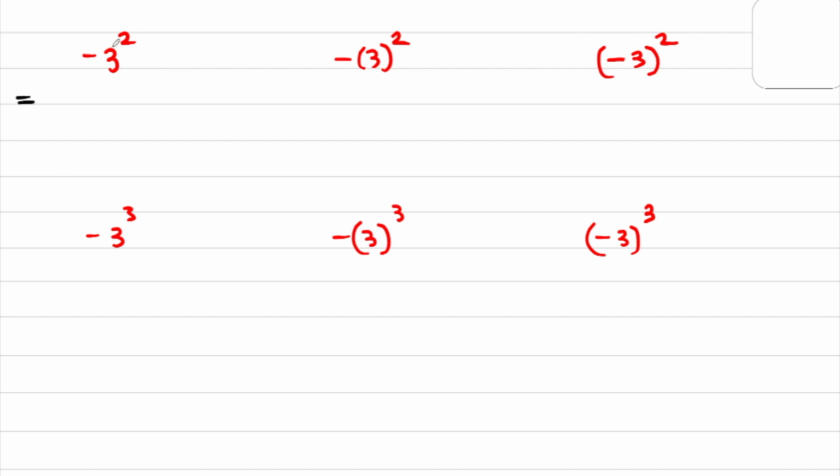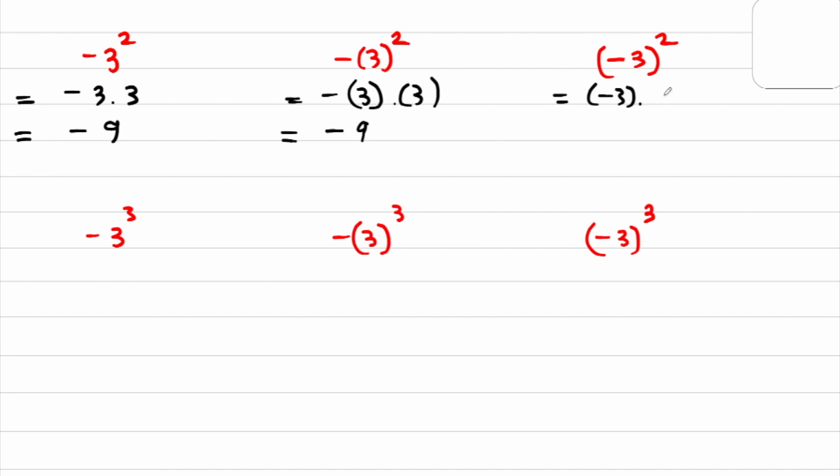For the first one, the square in this position means I only apply 3 multiplied by itself, only 3, no minus sign. And then the result will be minus 9. The next one has the same meaning. You have the bracket here, which means this bracket has to be multiplied by itself 2 times, and minus 9 will be in this position. And the next one, the whole bracket has to be multiplied by itself. Negative times negative will be 9.